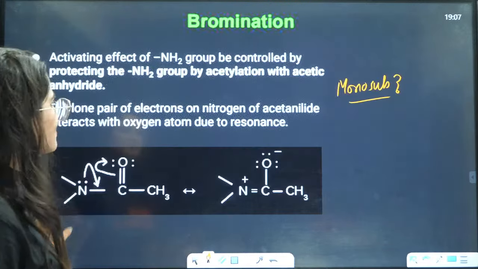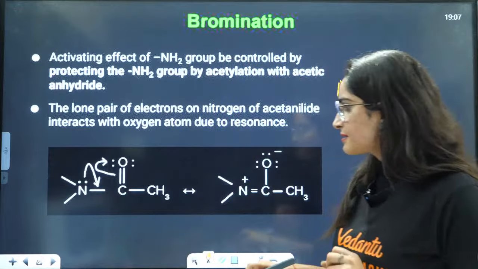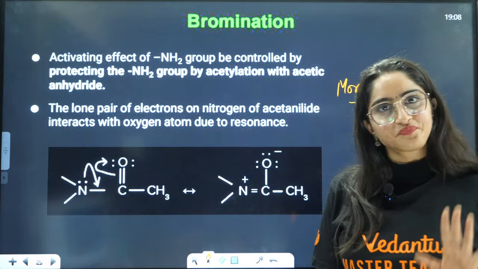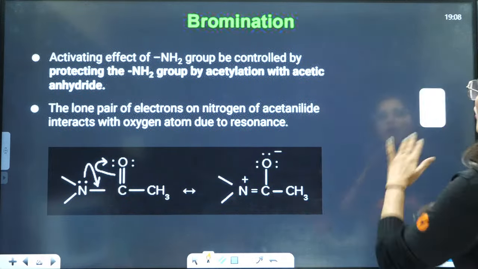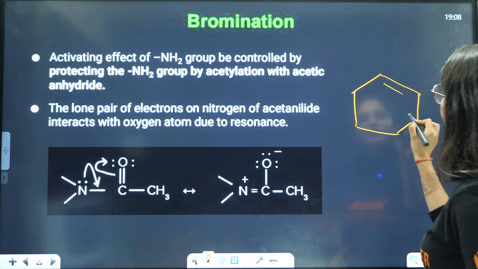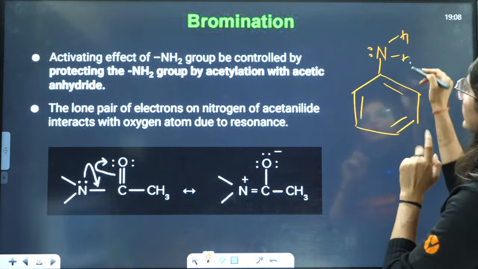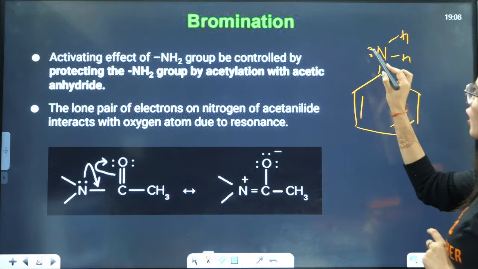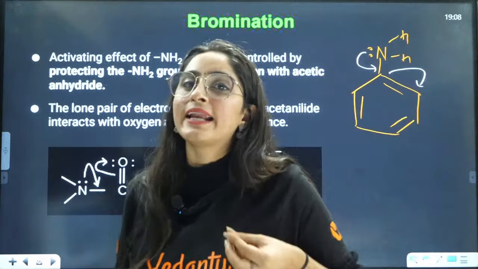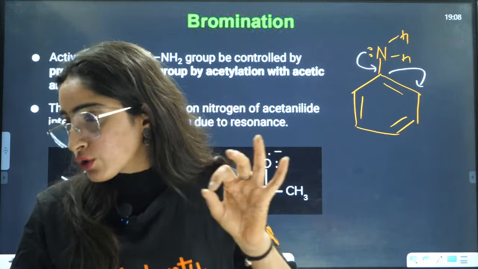Now the reason is, ma'am, why are we getting the mono-substituted product? Let us see the reason behind that. If you talk about NHCOCH3, tell me one thing: why is this ortho-para directing? Because of the lone pair availability on the nitrogen. Because of this lone pair availability on the nitrogen, it is giving the electrons to ortho and para positions. Hence, the electron density on the ortho and para positions increases.